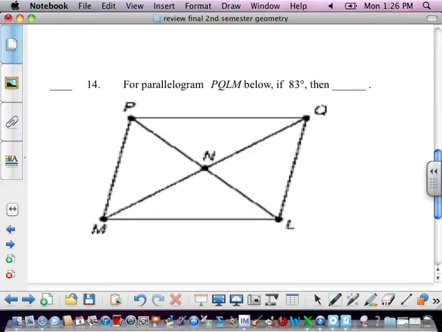For the parallelogram PQLM below, if PML, this is right here, it's 83 degrees. What is PQL? It would be 83 degrees or B. Okay, because opposite sides of a parallelogram are congruent.